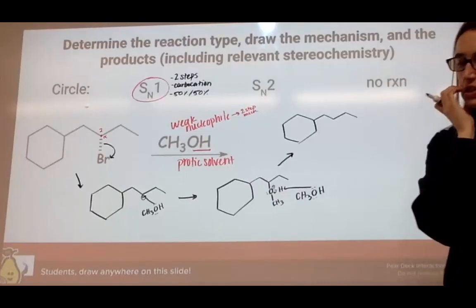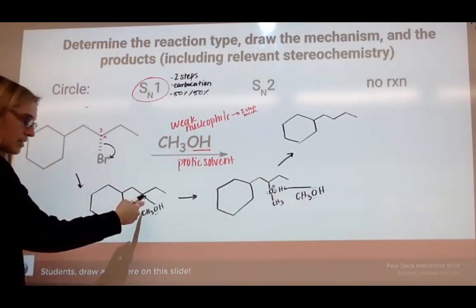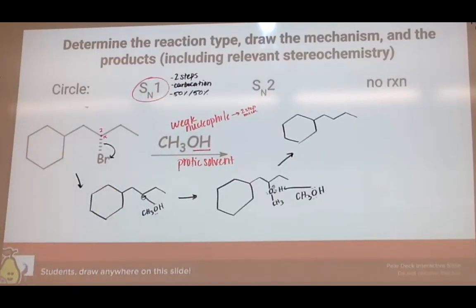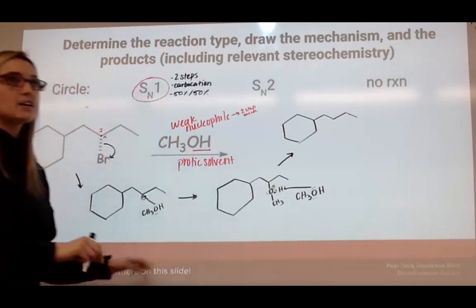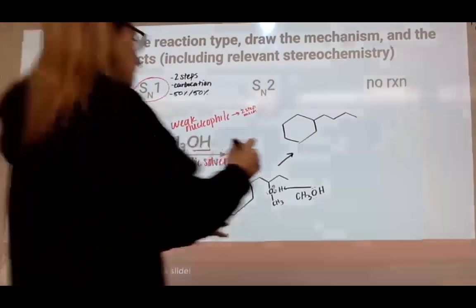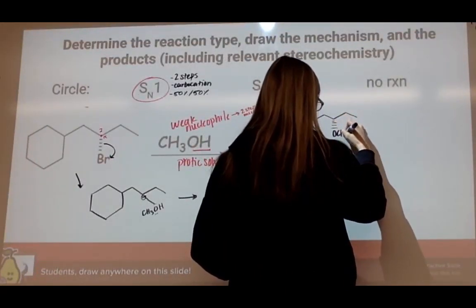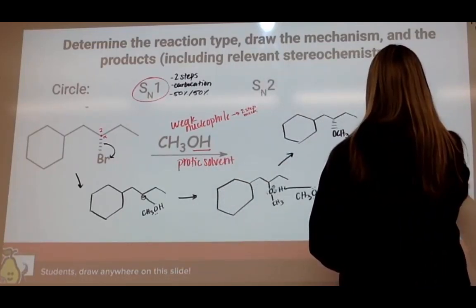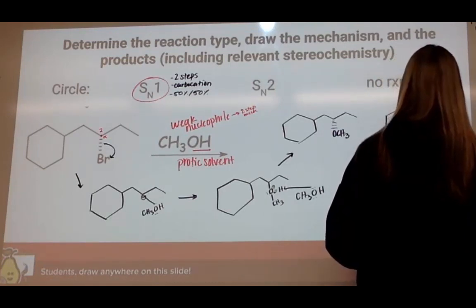Now we have to pay attention to stereochemistry, because this could have attacked from either side. This methanol could have attacked from the front or it could have attacked from the back, which means this single bond right here could have been a wedge or it could have been a dash. They are both correct. Creating that racemic mixture means that we're going to see both products form. So if it were keeping the stereochemistry, it would look like this. If it were inverting the stereochemistry, it would be this.